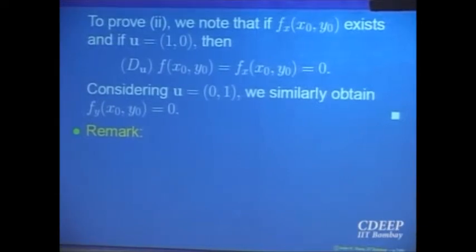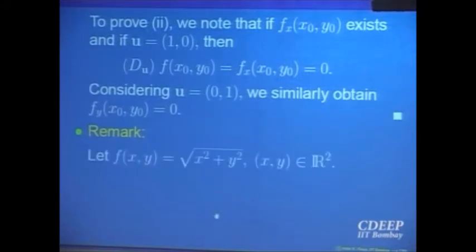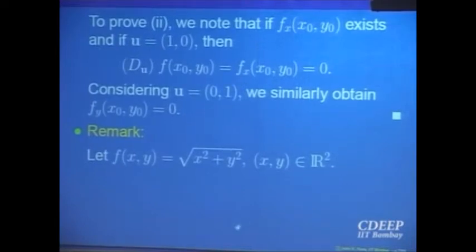This is perfectly similar to the one variable case. If a function of one variable has a local maximum or minimum at a point x0, and the derivative exists, then the derivative must be equal to 0. So it's a perfect analogy. Let us remark that this is only a necessary condition. It is not a sufficient condition. So let us look at some examples.